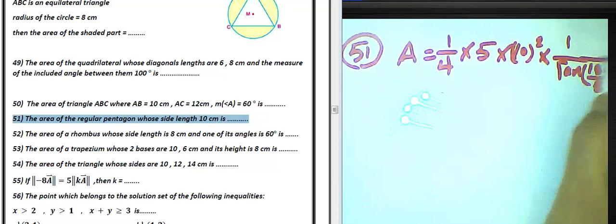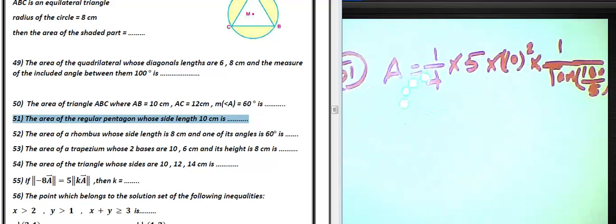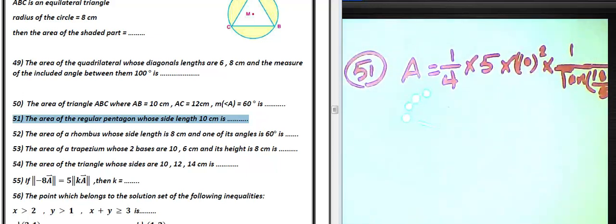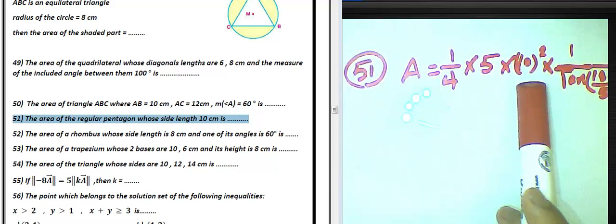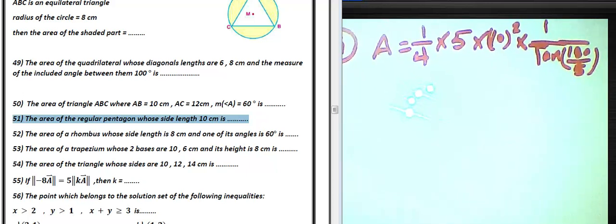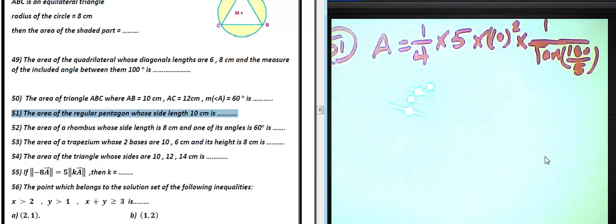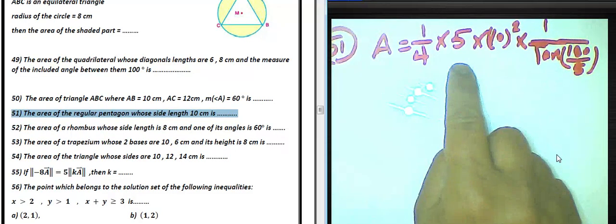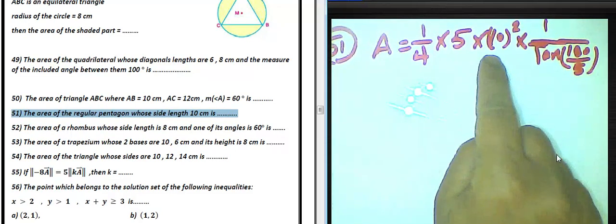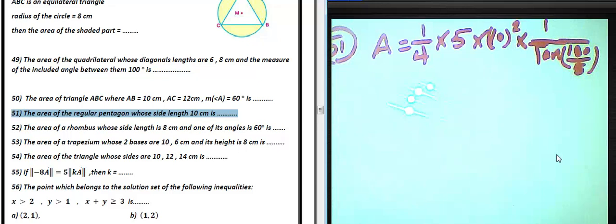This is the rule for the area of a regular polygon: one fourth multiplied by the number of sides, multiplied by the length of one side squared, multiplied by 1 over tan of 180 divided by the number of sides. Here the pentagon has 5 sides, so the area of the pentagon will be one fourth multiplied by the number of sides 5, multiplied by the length of one side squared, multiplied by 1 over tan of 180 divided by 5.